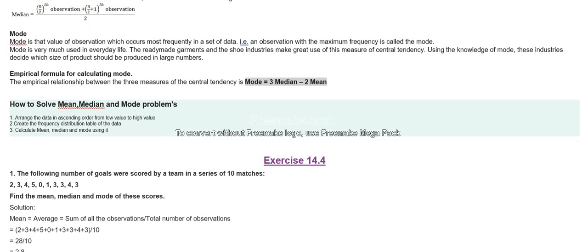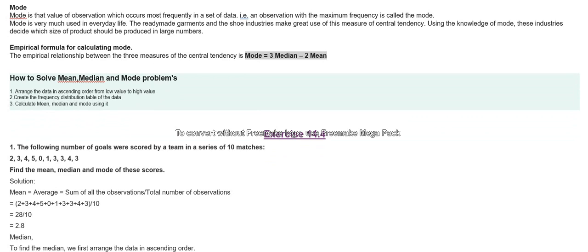Yes. Now come to the exercise. Our exercise is exercise 14.4. Here we have to find out mean, median, and mode. So how to solve the question related to mean, median, mode? First of all, we have to arrange the data in the ascending order. After arranging this data in the ascending order, we can make the frequency distribution table, or with the help of data, we can easily find out which number has the highest frequency. Then we can calculate mean, median, mode. Okay, how? Now come to the exercise.